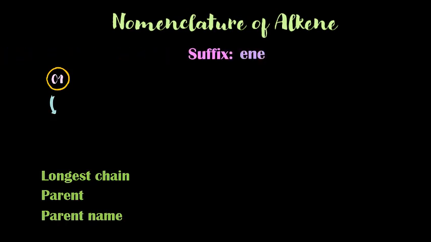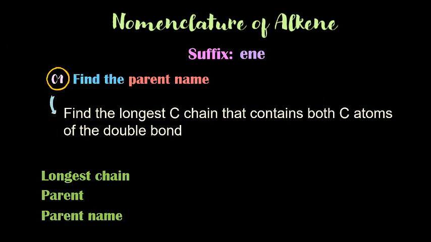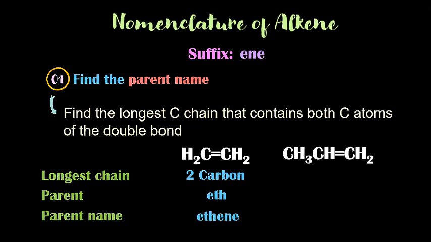There are several steps we must follow to name the alkenes. Step 1. Find the parent name. To determine the parent name, find the longest carbon chain that contains both carbon atoms of the double bond. For example, a 2-carbon alkene is called ethene, while a 3-carbon alkene is called propene. Most alkene names need a number to indicate the position of the double bond, except for ethene and propene, because there is no ambiguity. The position of the double bond is the same from left or right.